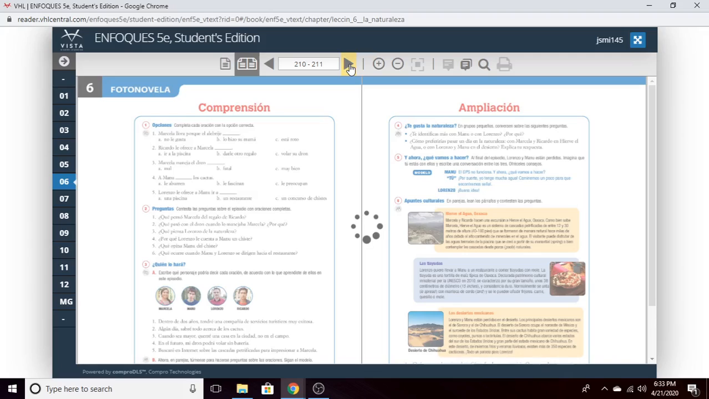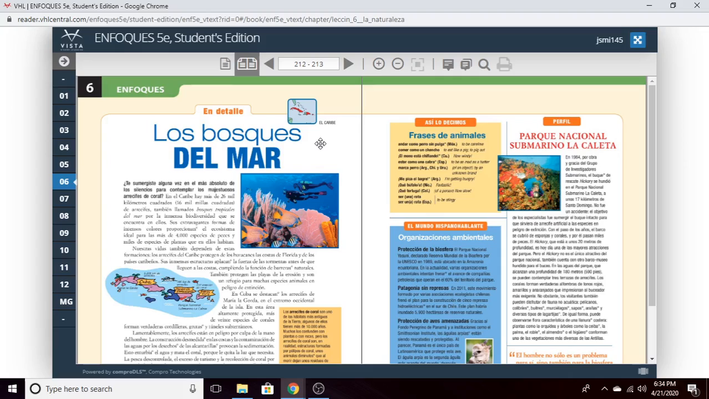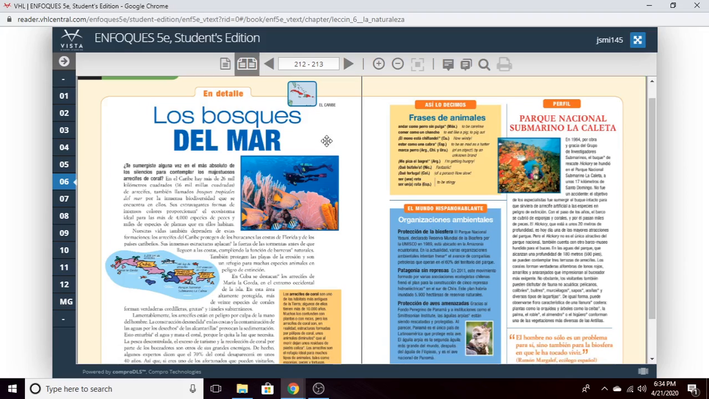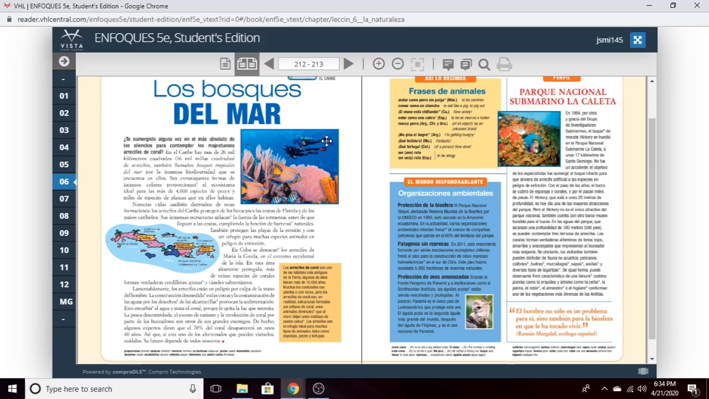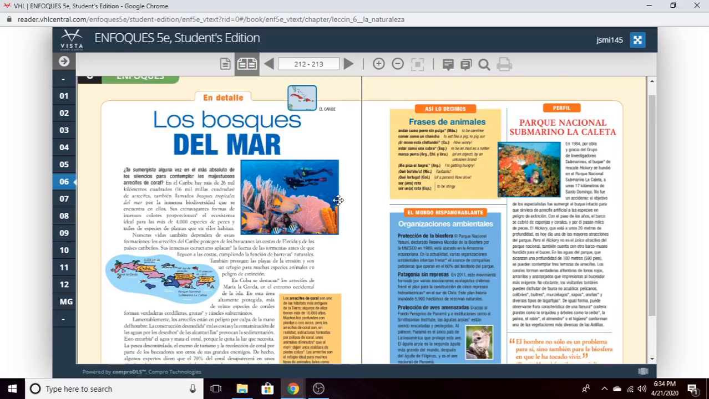Los bosques del mar. The forests of the sea. And so this talks about los arrecifes de coral, coral reefs, which if you've never seen before, are these sort of living things under the sea where fish live and a lot of marine life. And here they're talking about Cuba and La República Dominicana. They have a lot of these. If you ever get the chance to scuba dive or snorkel, you can see these things. They always forbid you to touch them because they're living. You think of them as rocks, but they're actually apparently living things. So those are sort of interesting.